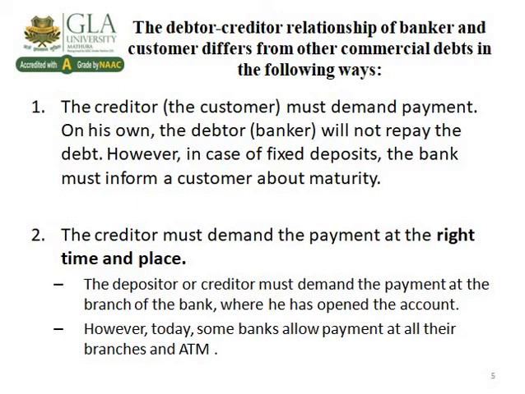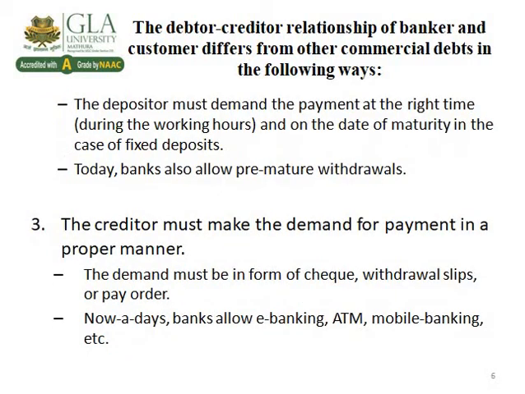Coming one by one, right place. The depositor or creditor must demand the payment at the branch of the bank where he has opened the account, or similarly in other branches also one can go, but the bank has to be there. So right place means any branch of the bank where the customer can get the money. In today's scenario, some banks allow payment at all their branches and ATMs also.